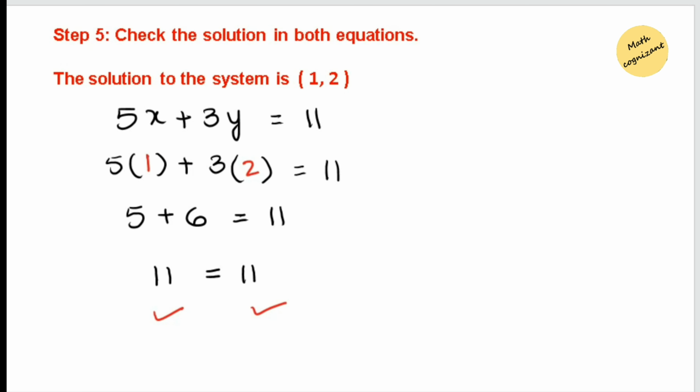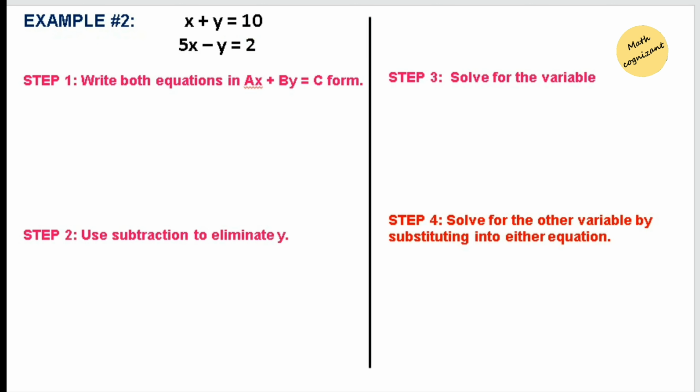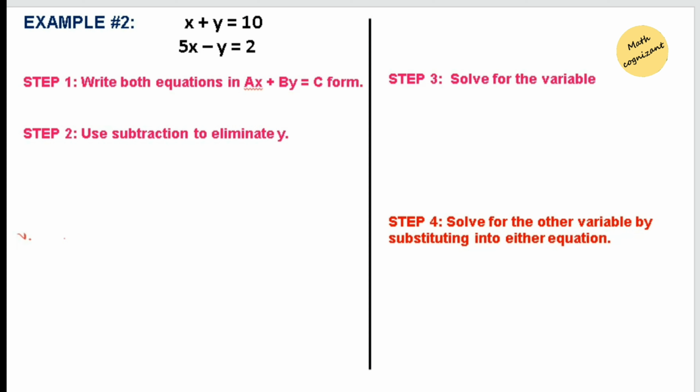Let's check the next example. In this question, by looking at the equations, you can just make out you need to do the subtraction to eliminate y. Let's name the equations as 1 and 2. We don't have to use the first step because it's already in the standard form.